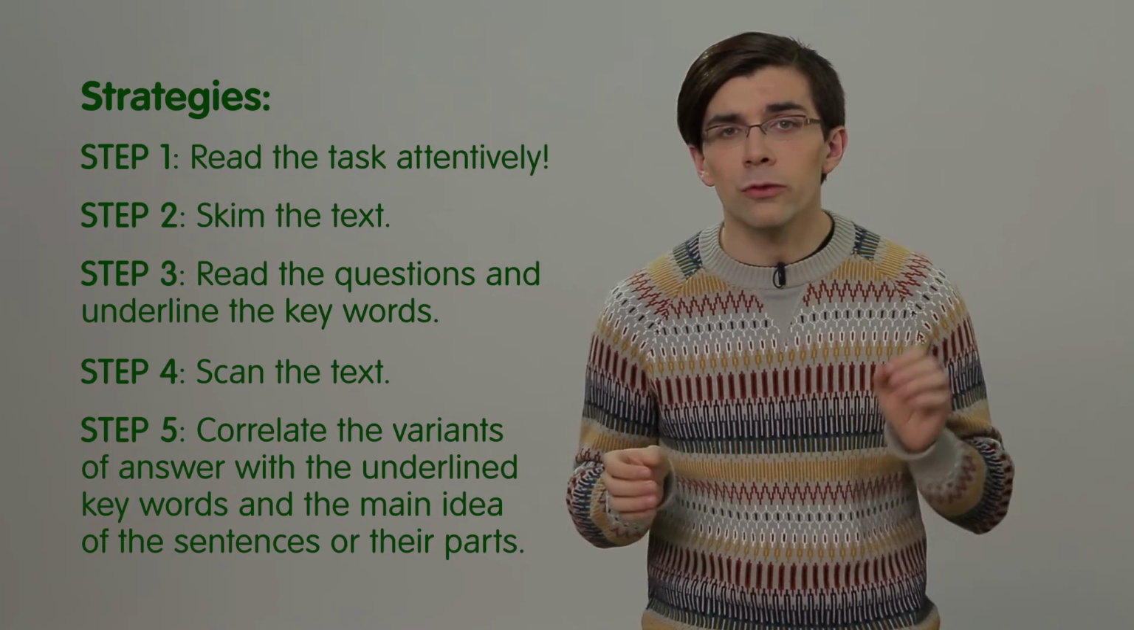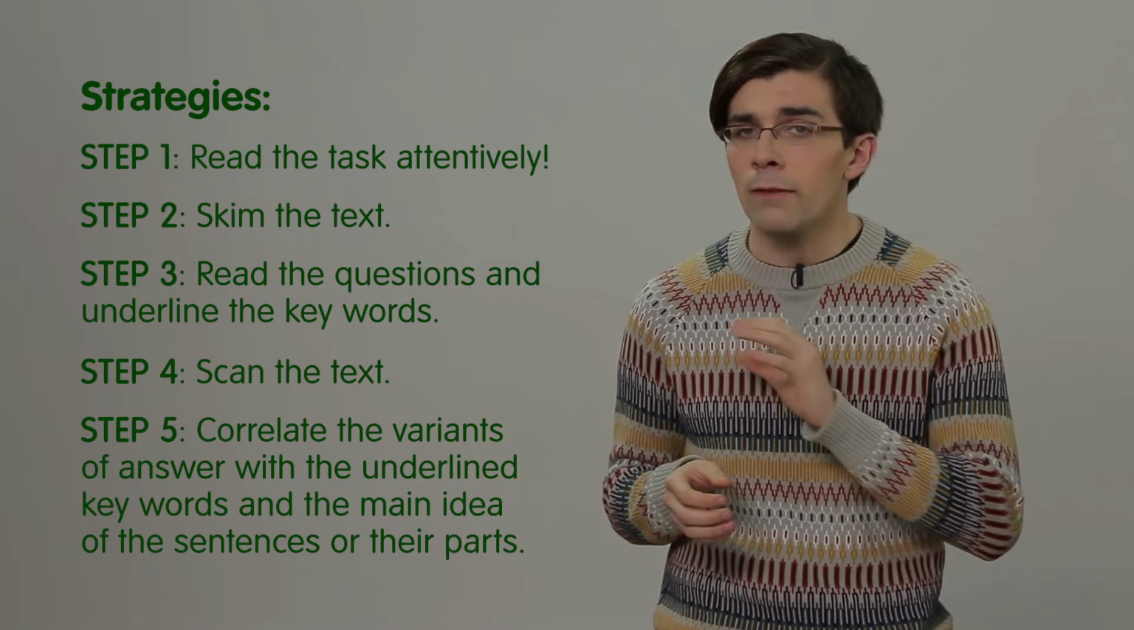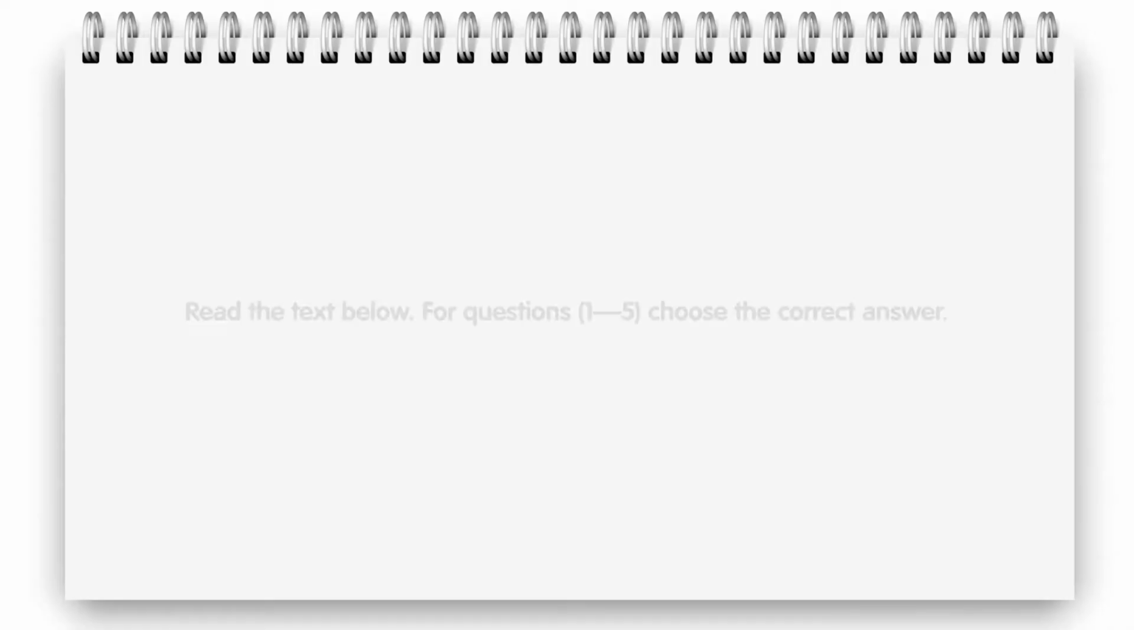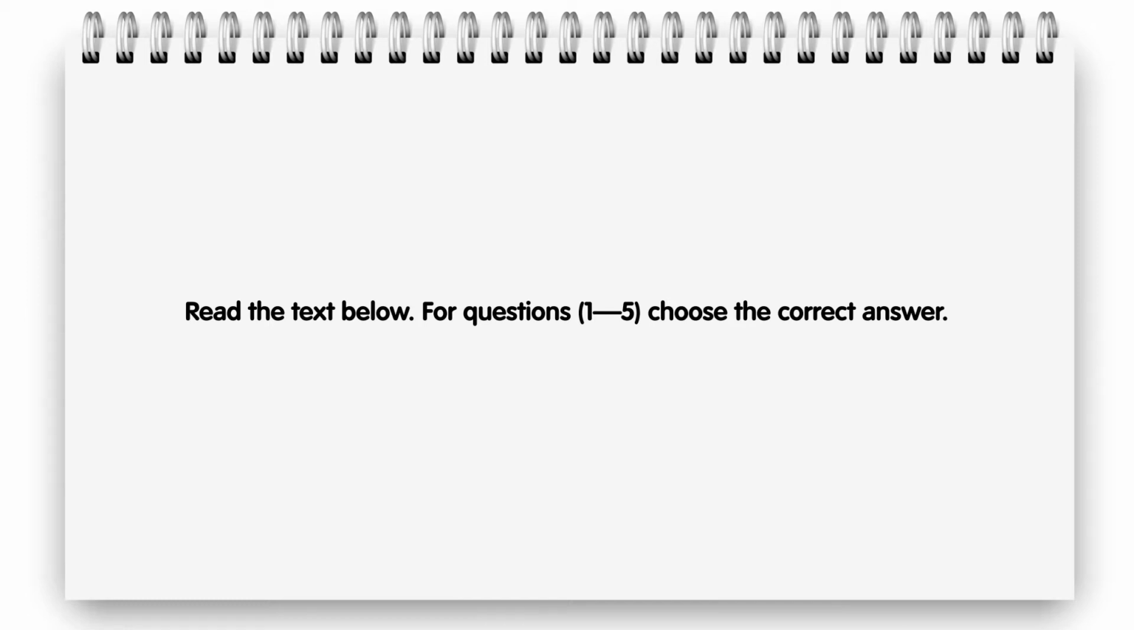First, again, we're going to read the task together and never skip this part. Read the text below. For questions 1 through 5, choose the correct answer. Pretty simple. This time they didn't give us any crazy information. But we still need to read it just in case. Next, let's skim the text.